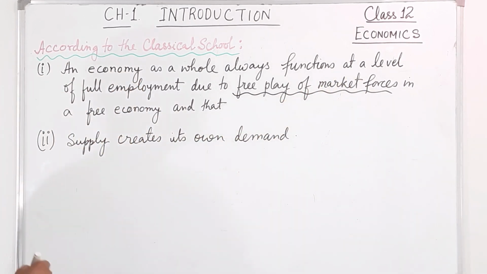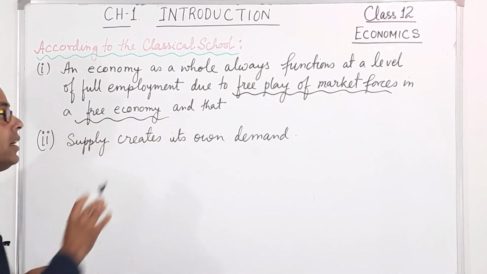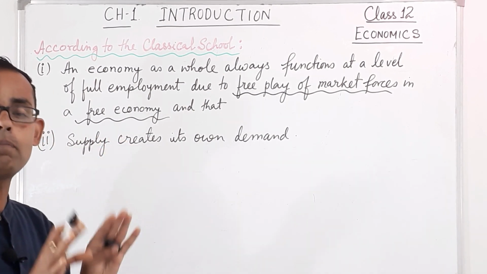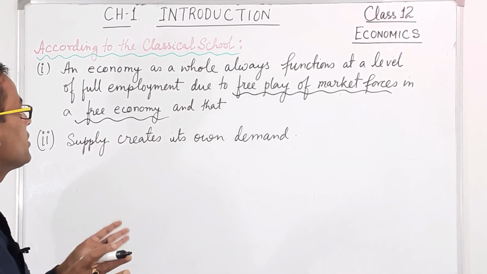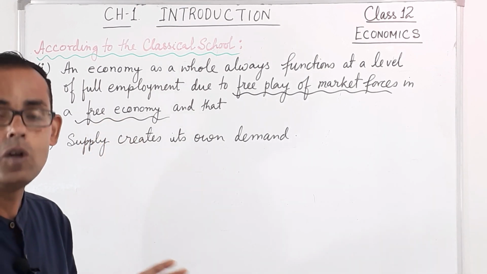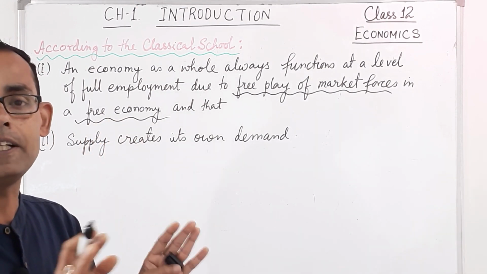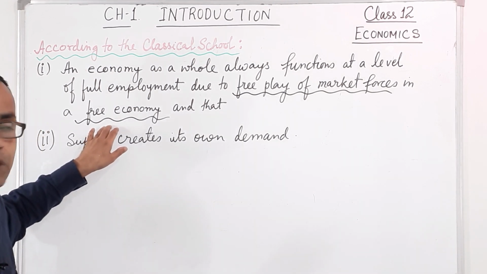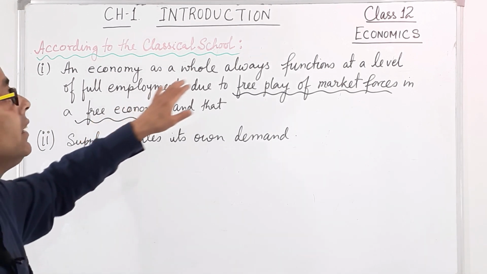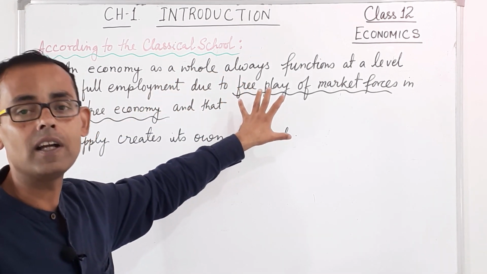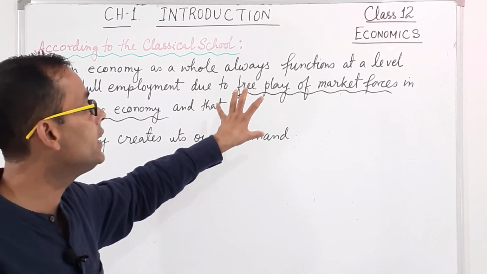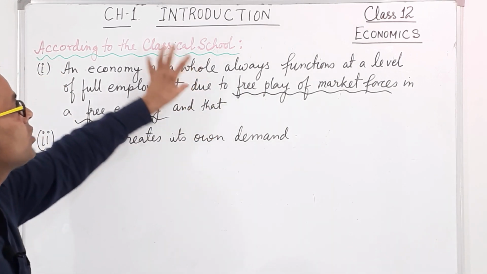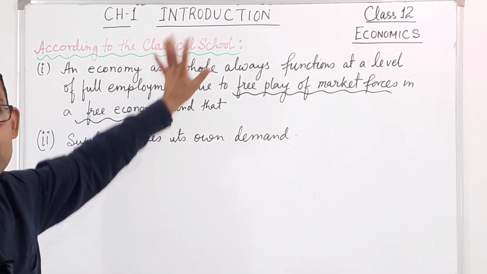In a free economy, see here it is telling in a free economy. So, what is the meaning of free economy? Free economy means free market economy. Okay, so what does it mean? Now, free market economy is an economy without government intervention or regulation. That means there is no government intervention or regulation, and the market forces are working independently to restore the equilibrium. So this concept is taught by the classical school.